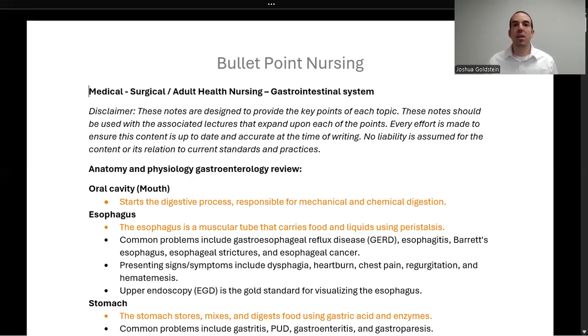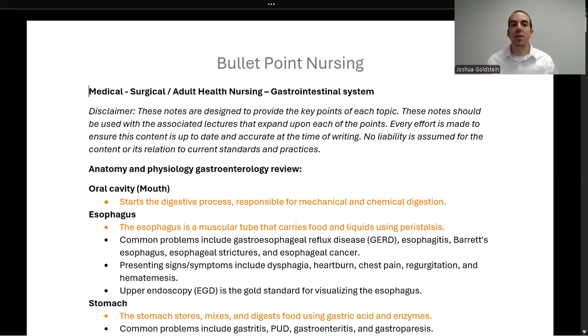From the mouth, it moves down to our esophagus. The esophagus is a muscular tube that carries food and liquid, everything that comes into our mouth, down into our stomach. The esophagus moves with what's called peristalsis. Peristalsis is defined as rhythmic contractions. What does that mean? Rhythmic contraction is where I squeeze, squeeze, squeeze, squeeze, like you would do with toothpaste in order to get it out of the tube. That's how things move through the esophagus, as well as most of our GI system.